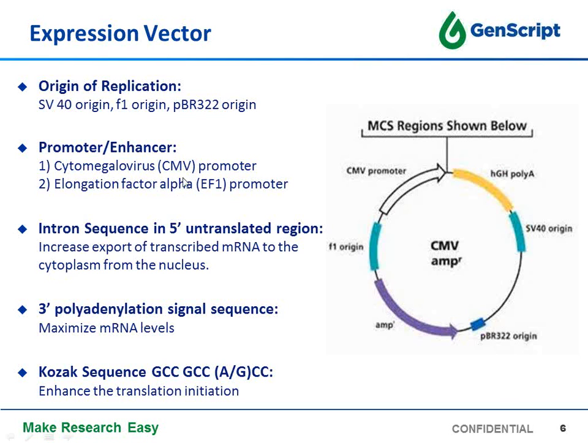To achieve high levels of antibody expression, normally a strong promoter like the CMV promoter and the EF1 alpha promoter is used to drive the antibody heavy chain or light chain expression. Often, an intron sequence in the 5-prime untranslated region is also included after the promoter to increase the export of the transcribed mRNA from the nucleus to the cytoplasm. And one or more 3-prime polyadenylation signal sequences are also included to maximize the mRNA level.